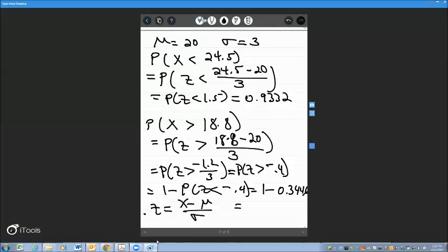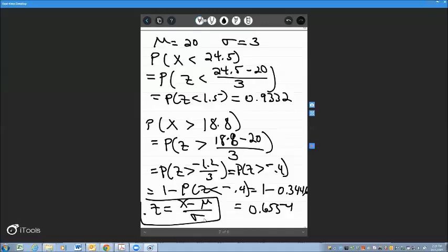So I get 1 minus 0.3446, which is 0.6554. Okay. So again, if I give you a mean and a standard deviation, I can convert it to something I use in the table by using this formula that gives me the z-score given any mean and any standard deviation.